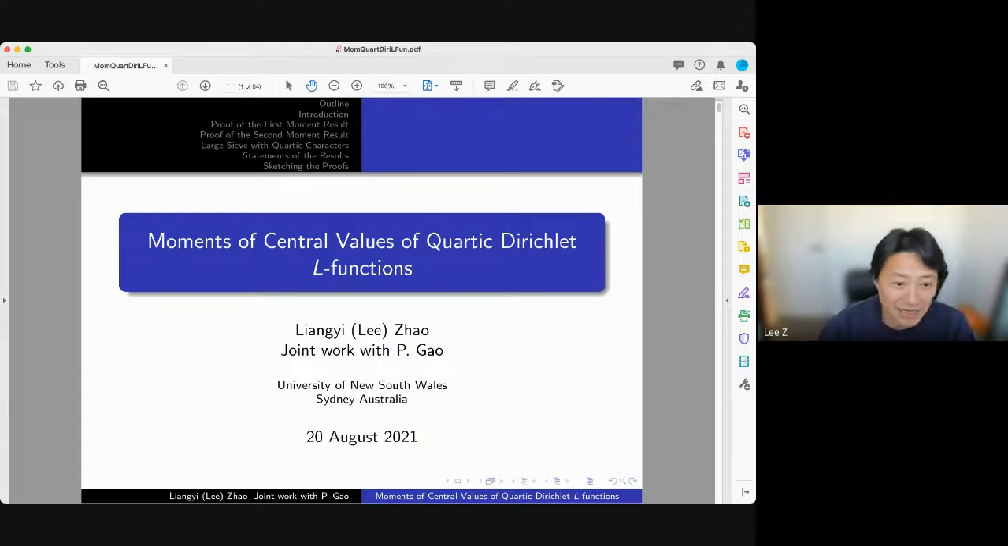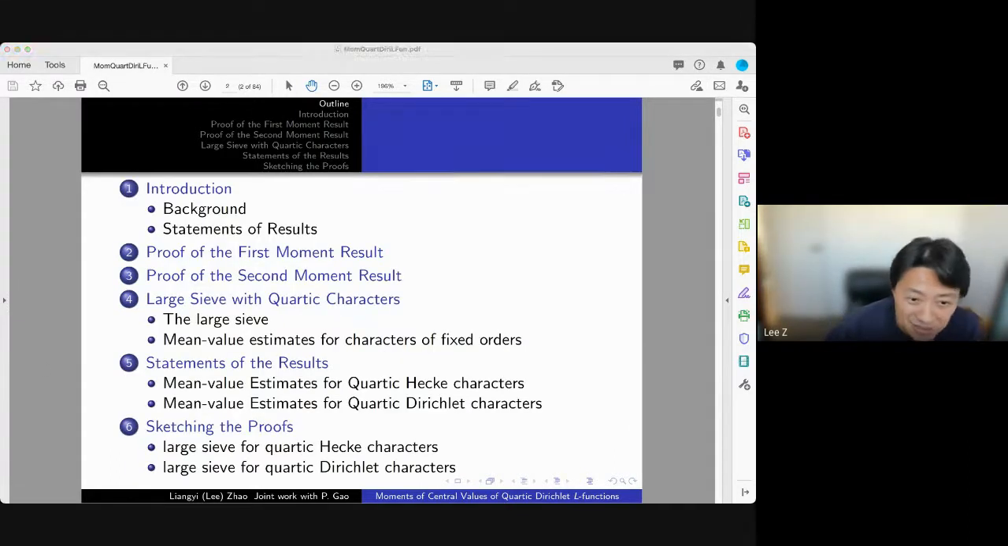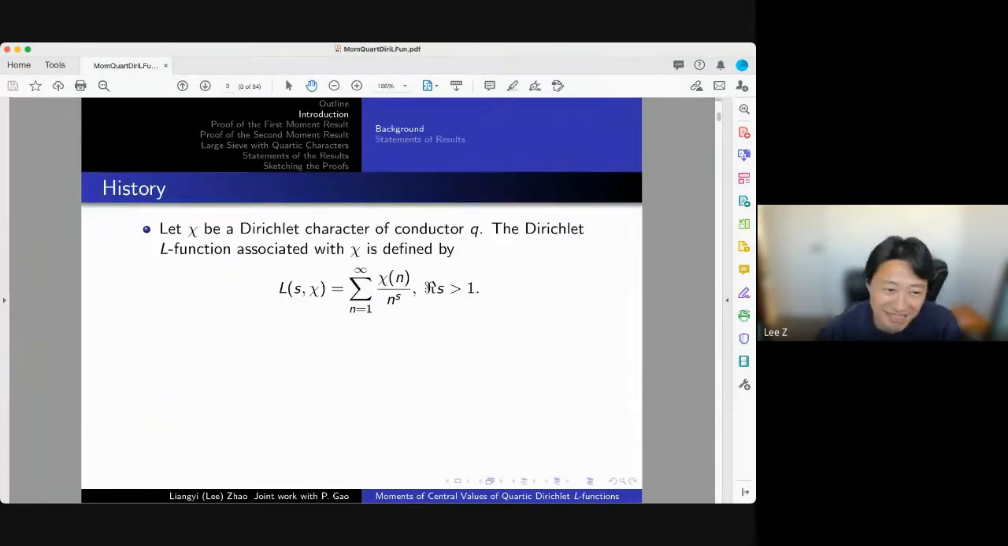So let's see. I guess you can also see the slides progressing. Okay, so that's the outline of the talk. I'll give some introductions, then statements of results, and sketch the proof a little bit. Time permitting, I'll also talk about this large sieve inequalities for quartic characters. Well, anyway, let's start. I understand that not everyone here is a number theorist, so I'll try to explain things slowly.